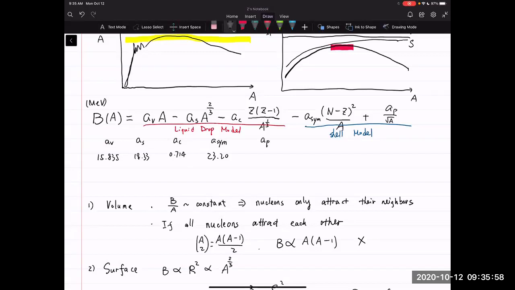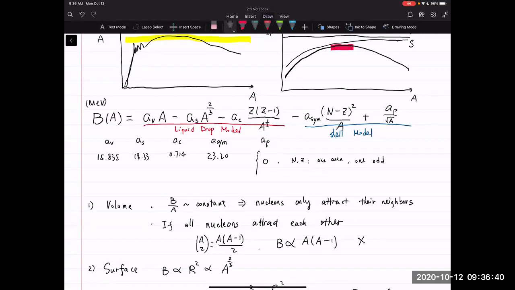is not always positive. It depends on whether we have an even or odd number of protons. So in fact, this term doesn't need to be there if, of N and Z, one of them is even and one of them is odd. So one even, one odd. Then we don't have to penalize the binding energy.